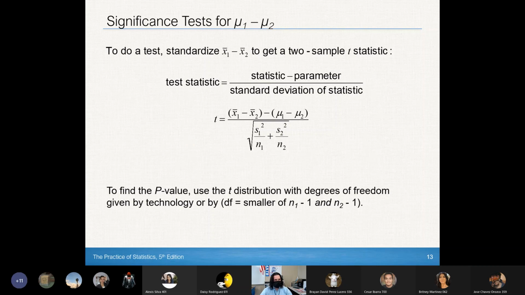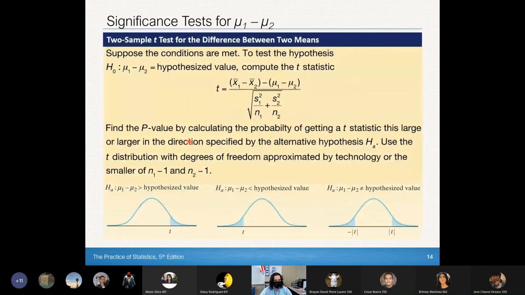Which then gives us the proper stuff here, the two-sample t-test for a difference between two means. Suppose the conditions are met. To test the hypothesis H0: mu1 equals mu2, or the difference equals the hypothesized value, compute the t-statistic. Again, it's the same t-statistic that we saw on the previous screen and earlier: the difference between the sample means minus the difference between the population means divided by the standard deviation of the statistic.